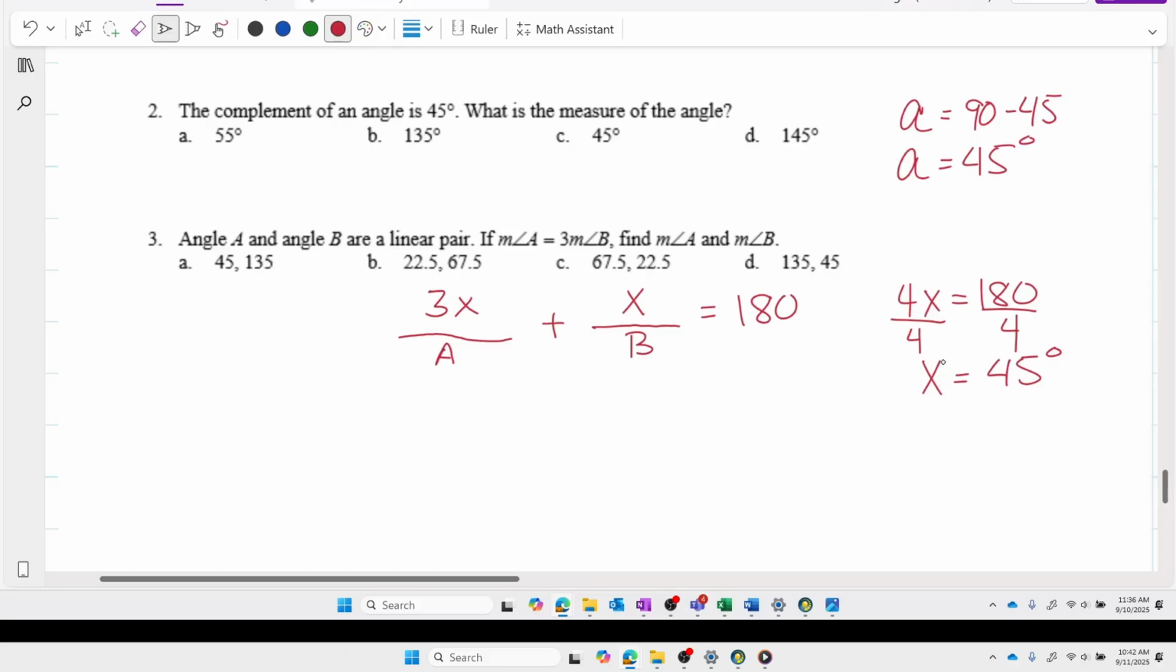So be careful, because the x is angle B, isn't it? So angle B is equal to 45 degrees. Angle A is equal to 135 degrees. And in the order of the question, it says find the measure of angle A and B. So these answers are listed A first and B second. So A first and B second would be answer choice D.